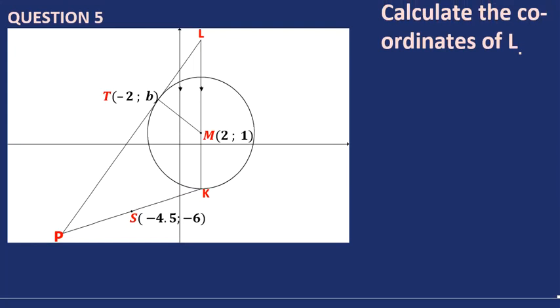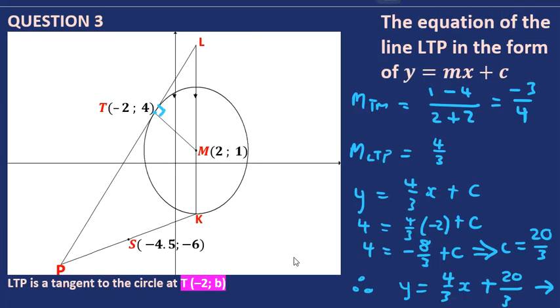Calculating the coordinates of L. So this time we want the coordinates of L, and of course L is also on the vertical line, so we know that the x coordinate is going to be 2. To find the y coordinate, we actually need to use the equation of line LTP, which we calculated back in question 3. Let's just go back to that question. Yes, of course, that is the equation of the line LTP that we calculated, and we need to use this equation now to find the coordinates of L, because remember that line goes through L.